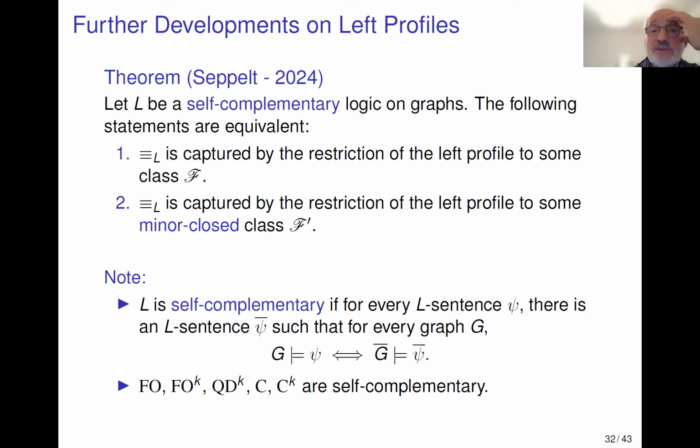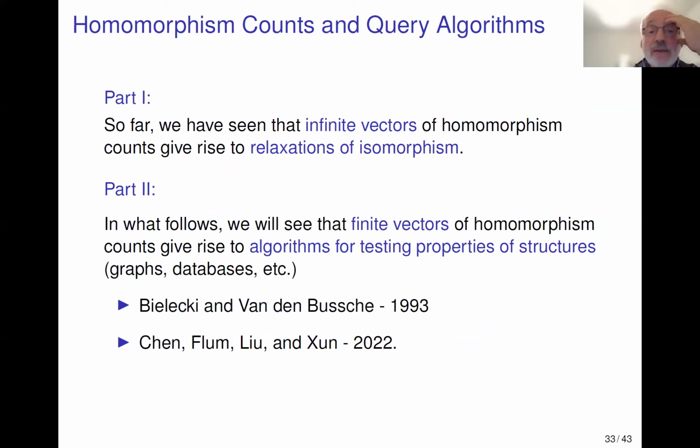I want to spend the rest of the time discussing the other part of the title, which is query algorithms. So far, in some sense, we have looked at restrictions of the left and right profile obtained by infinite classes of graphs. But what if you consider finite classes of graphs? This work was done a long time ago. Similar work was done by Bielecki and Van den Bussche in a database conference in 1993. It passed unnoticed. A variation of this came up in the work of Chen, Flum, Liu, and Zhang in 2022.